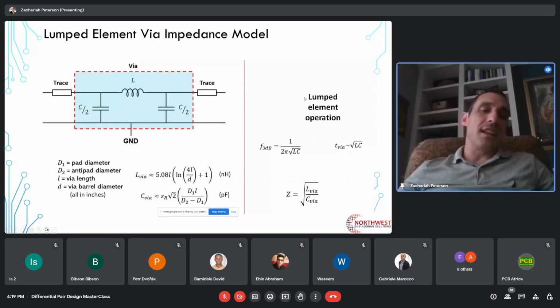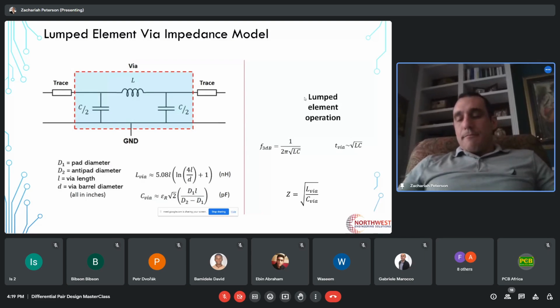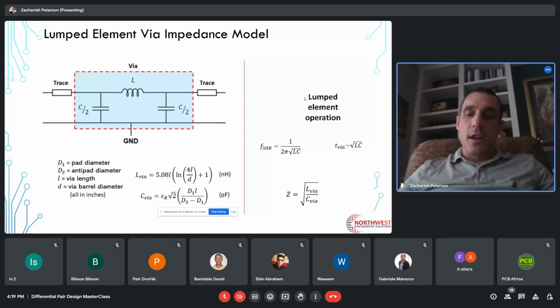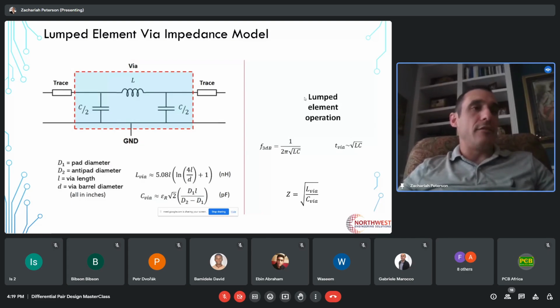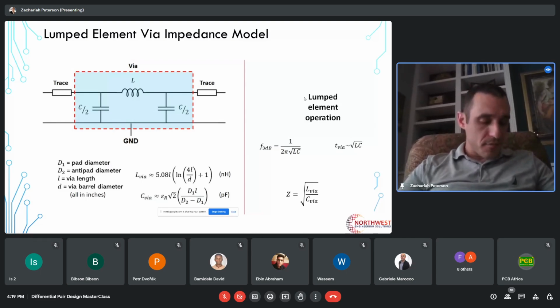Now, I want to get into a pretty typical model that's used to describe via impedance. The reason I bring up this model, despite the fact that it's wrong, is of course for your own information, but it's also because there are companies who have put out their own via impedance calculators that use this model. And this model is objectively wrong in the frequency ranges where it actually matters.